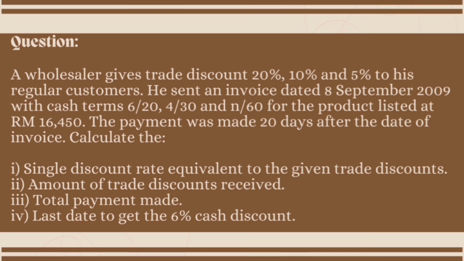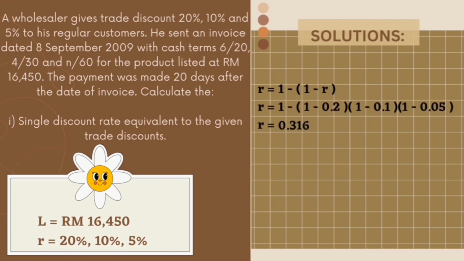As you can see, the first question requires us to determine the single discount rate equivalent to the given trade discounts. In the meantime, we have to figure out how much trade discount we received for the second question. For the third question, we have to calculate the total payment made. And lastly, the final question requires us to determine the final date to receive the 6% cash discount. Before we solve the question, let's find the clues first. The list price is 16,450 ringgit, while the trade discount rates are 20%, 10%, and 5%.